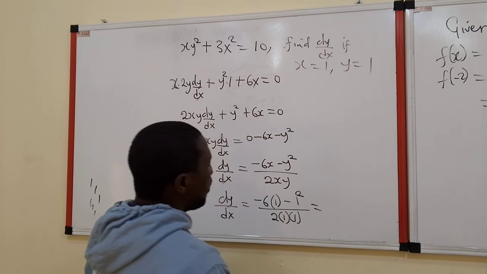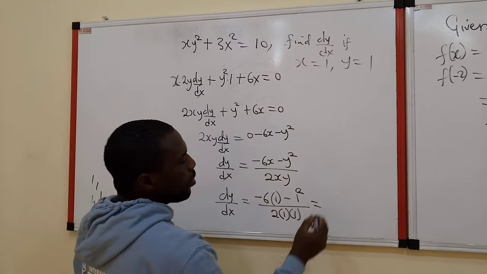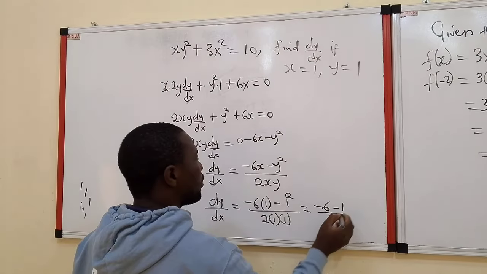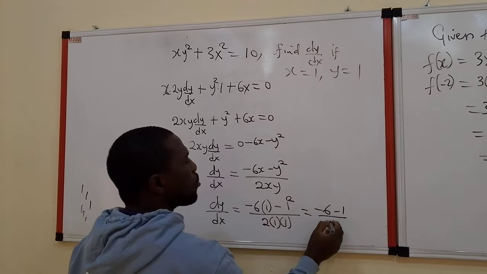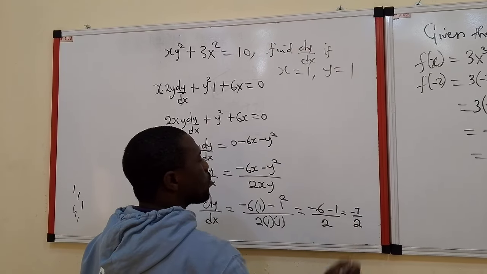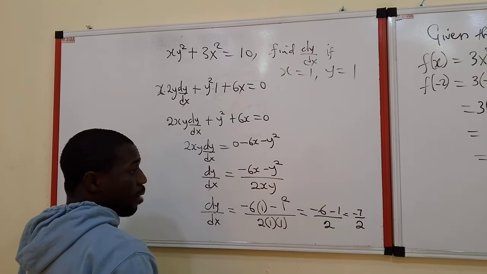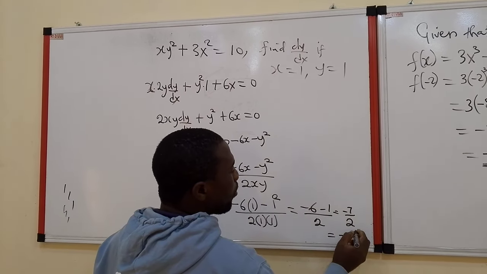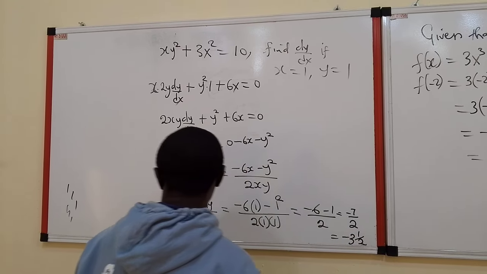If we do that, minus 6 times 1 will give me minus 6. 1 squared is 1. 2 times 1 times 1 is 2. So I have minus 6 minus 1, which is minus 7 over 2. That's my final answer. But we can still reduce it. Minus 7 over 2 is the same thing as minus 3 whole number, 1 over 2.